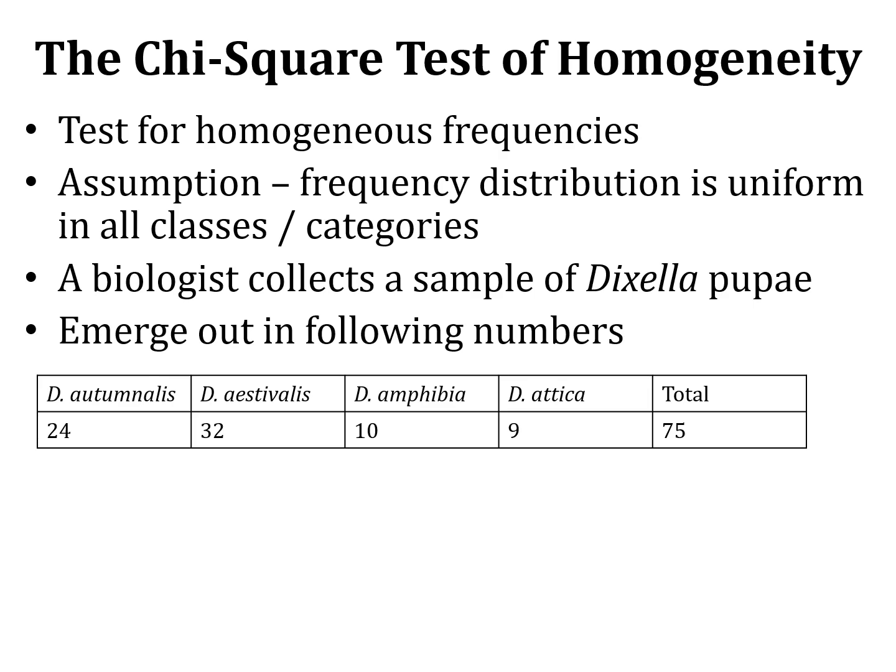So these are the 4 species of Dixella that are present in that pond community, and they emerge in these numbers: Dixella autumnalis 24, Dixella aestivalis 32 out of the 75 pupae, Dixella amphibia 10 out of 75 pupae, and Dixella attica 9 out of 75 pupae. So this is their frequency distribution.